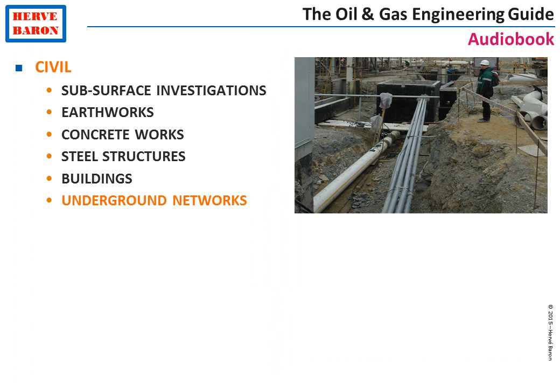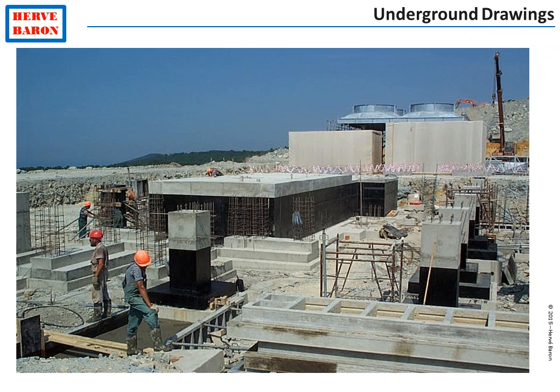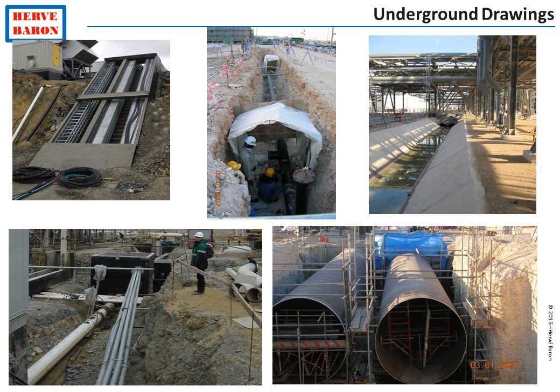All what is in the ground is the responsibility of the civil engineer. It includes items which are fully defined by civil, such as foundations, as well as networks from various disciplines, including process and piping for process and utility lines, electrical and instrumentation for cables, safety for fire-water distribution network.